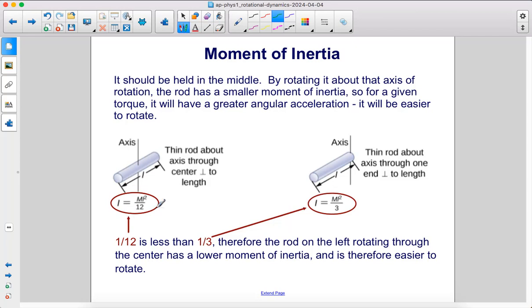So here we see the moment of inertia of a thin rod being spun through its center is 1/12 ml squared. And over here, if you hold it by one end, it's 1/3 ml squared. 1/12 is less than 1/3. Therefore, the rod on the left, rotating through the center, has a lower moment of inertia and is therefore easier to rotate.